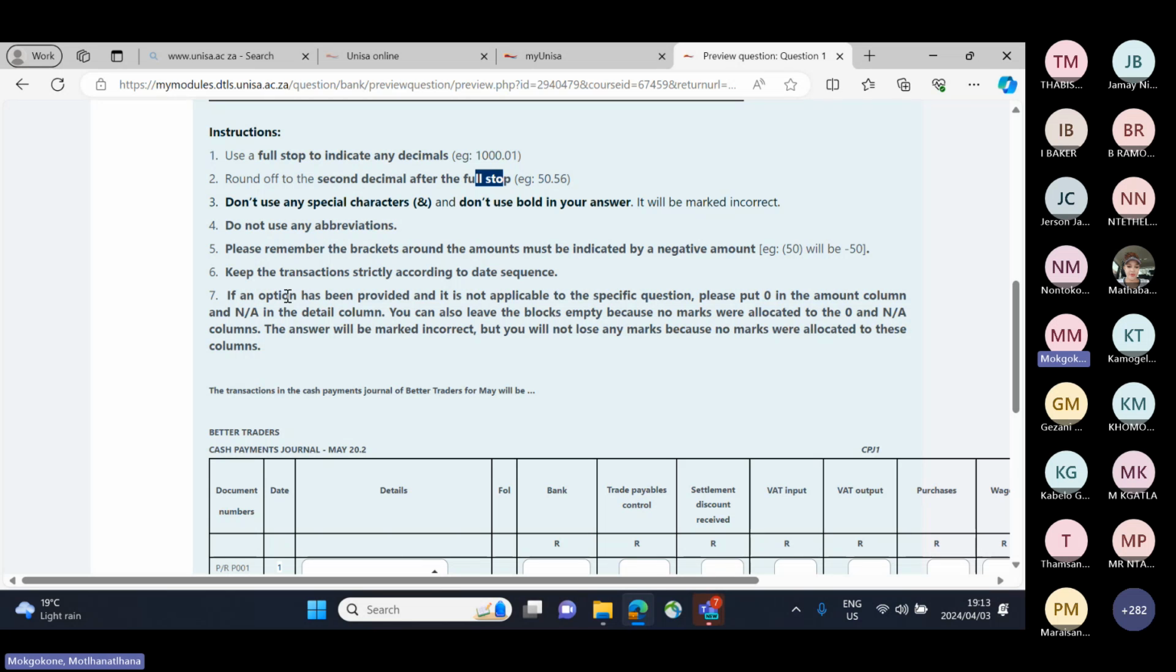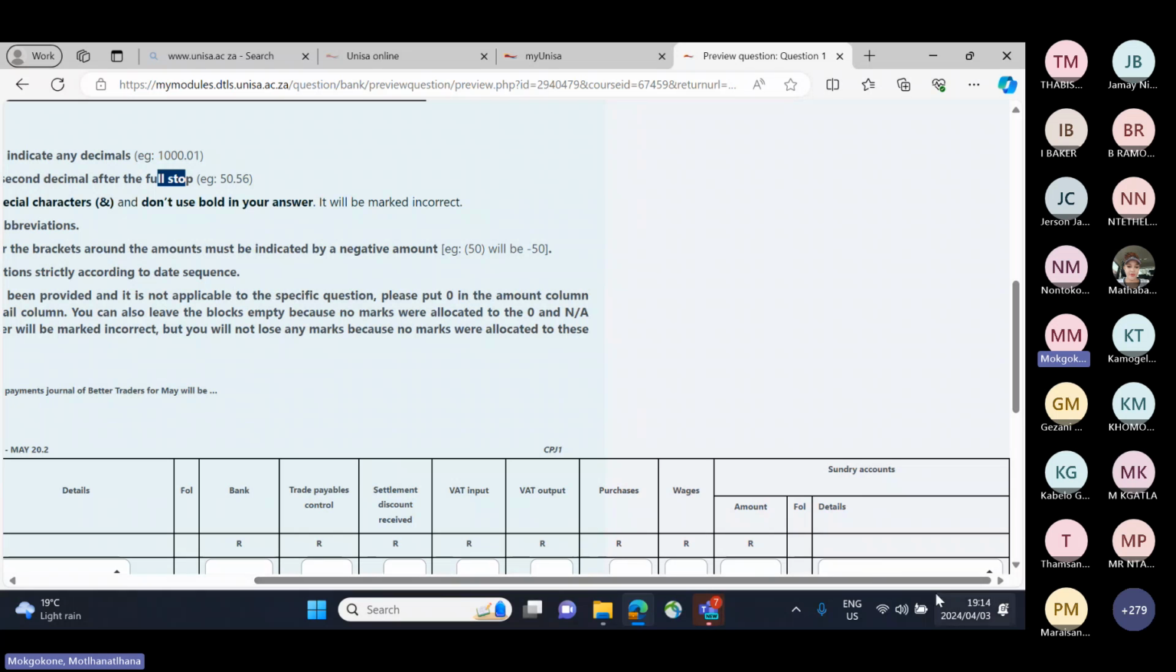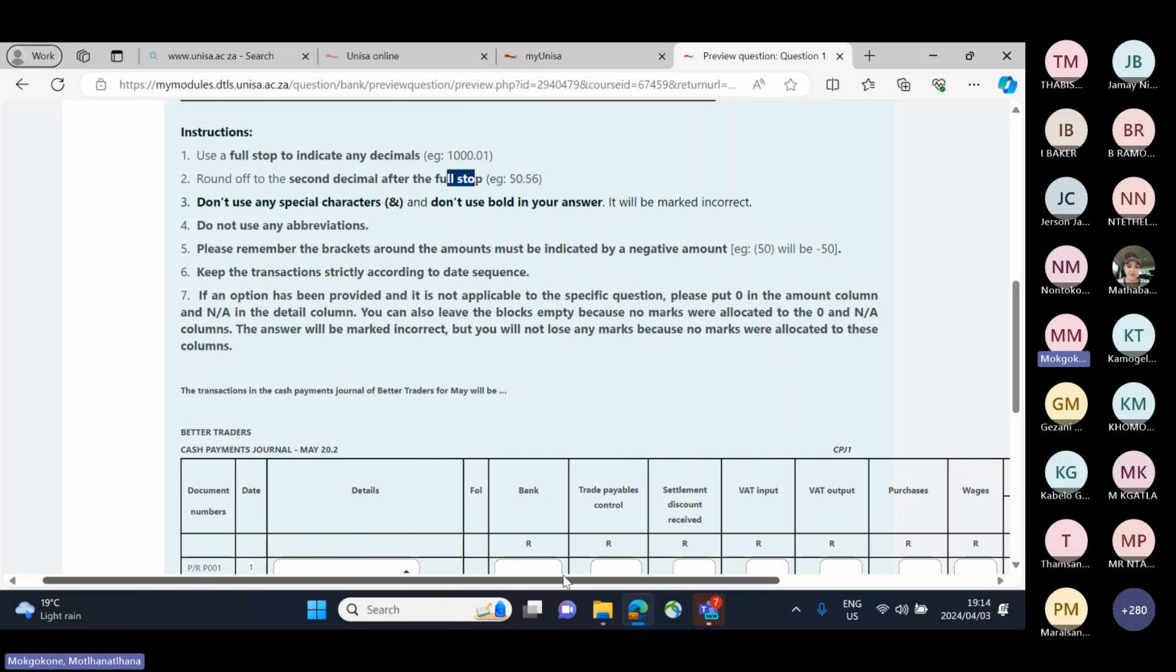Instruction 7, if an option has been provided and is not applicable to the specific question, please put 0 in the amount column and not applicable in the detail column. Here we are saying if the transaction like transaction 1 is not affecting trade payables, you must put 0 in the trade payables column and put not applicable in the details column here. Then under here you must put 0 also under amount column.